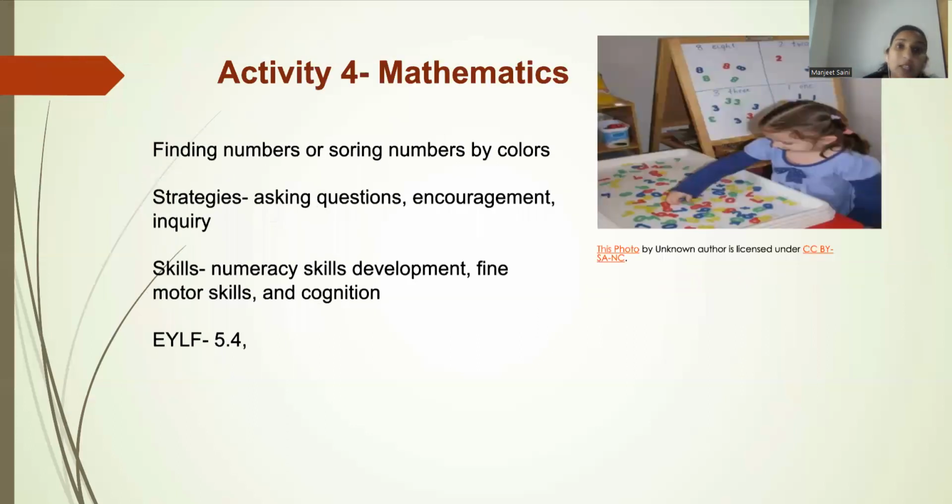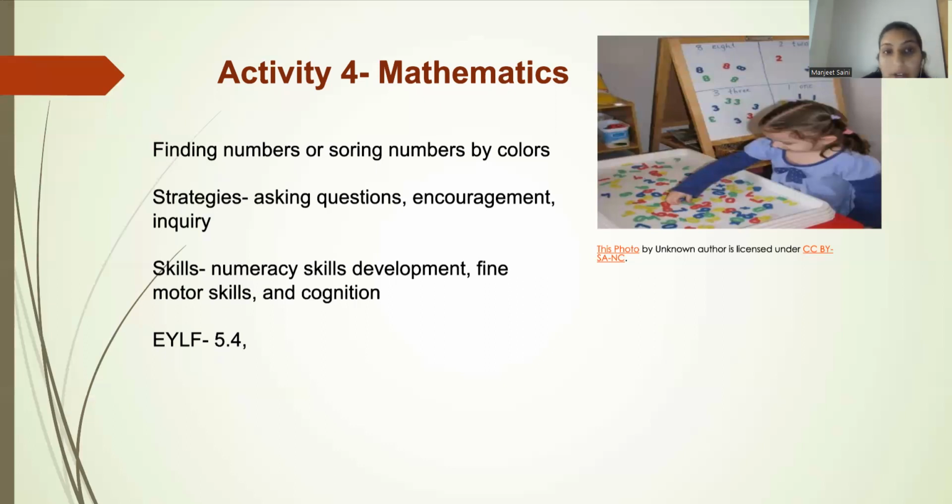And the last activity is about mathematics. So educators can give numbers to children and ask them to find number 1, 2, 3. But if they don't know about numbers yet, educators can ask them to separate numbers according to their colors, according to their attribute. So educators can ask them open-ended questions. They can use encouragement, like if children separate all the yellow numbers, then educators can use words like good job, well done, so that children can feel encouraged and they can continue this activity.